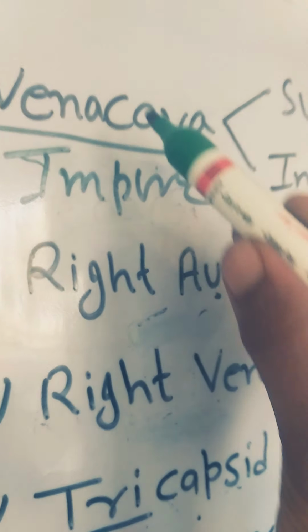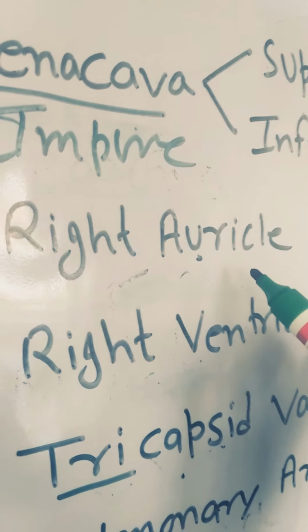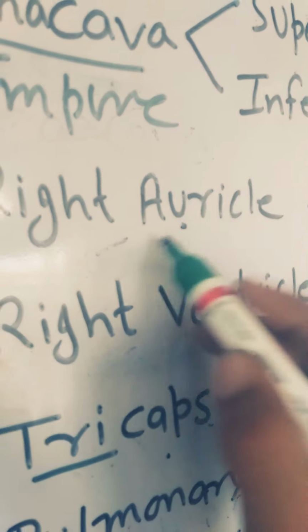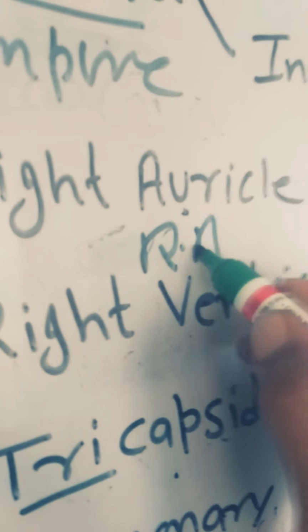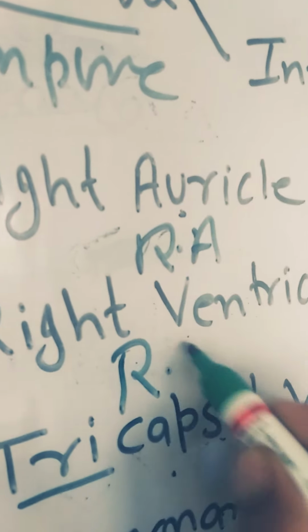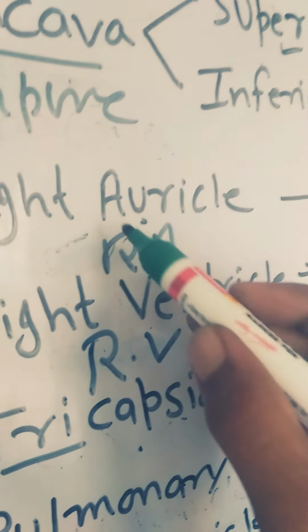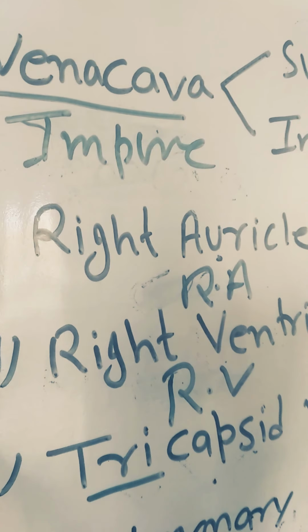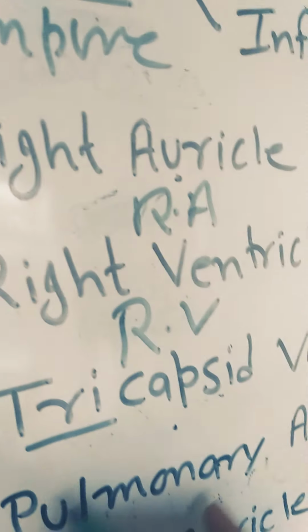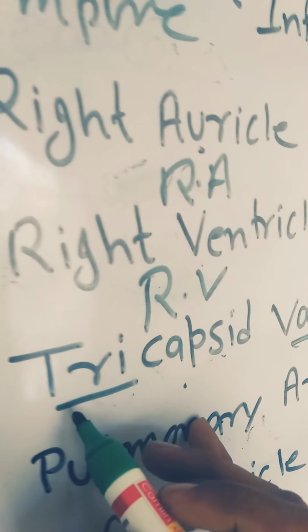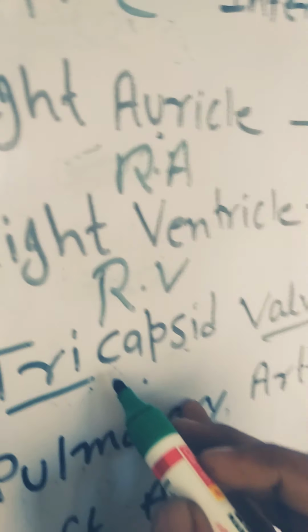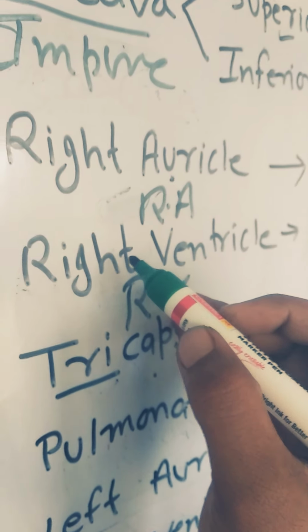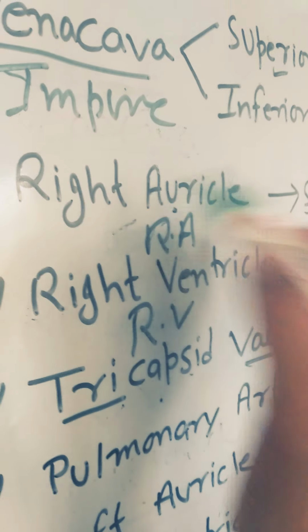Then this impure blood goes into the right auricle. From the right auricle it goes into the right ventricle. Right auricle is also called the right atrium, and right ventricle is also called the right ventricle. These 2 chambers carry impure blood brought by the vena cava. Clear guys? In between the 2 there is a valve called the tricuspid valve. The tricuspid valve helps in stopping the re-entry of blood from the right ventricle to the right auricle.